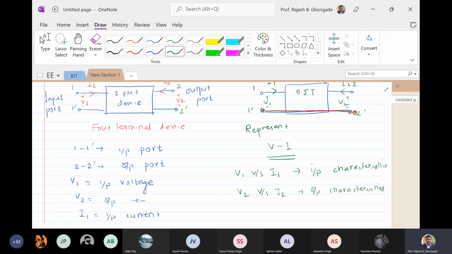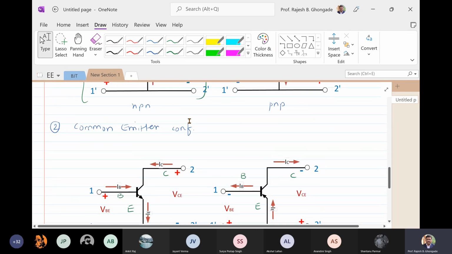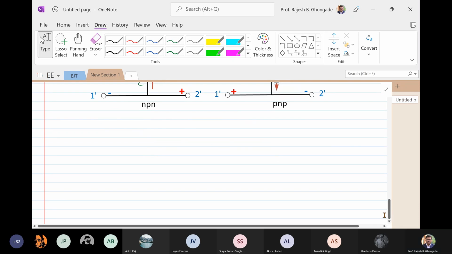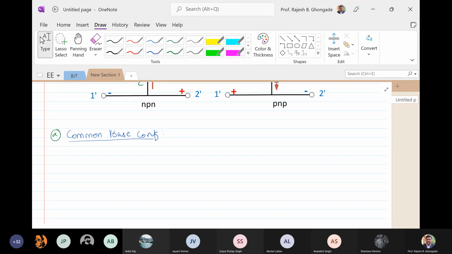So we have two sets of characteristics, input characteristics and output characteristics. Now we have to investigate these characteristics for the different configurations that we have seen. That is the common emitter, common base and the common collector. Let us start with the common base configuration. Again, now we are going to go into the details of this common base configuration. Okay, let me fetch the figures now.